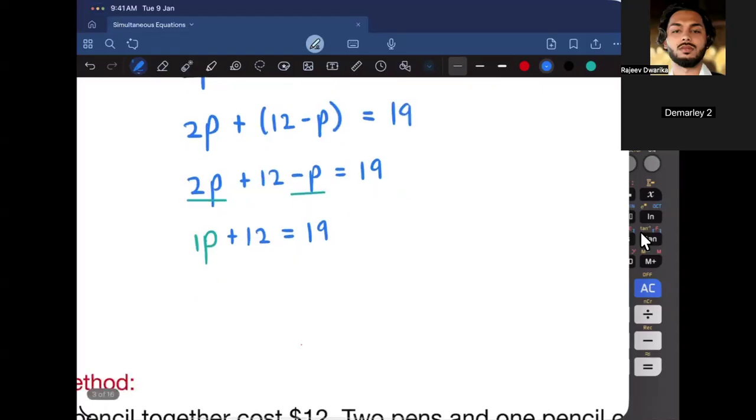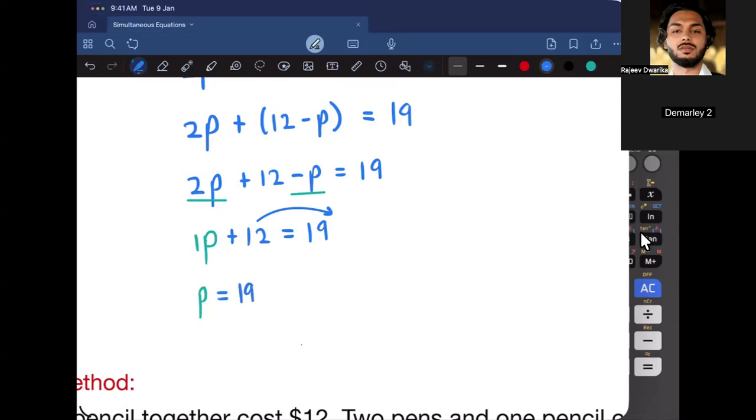So right now, I have 12 being added to P. So to find 1P, I would have to subtract 12 on both sides, or just simply move across the plus 12. And so 1P, do you understand how 1P is the same thing as P? Yes or no? Yeah, I understand that. And so P is going to be equal to 19.